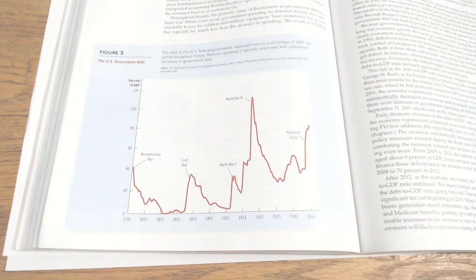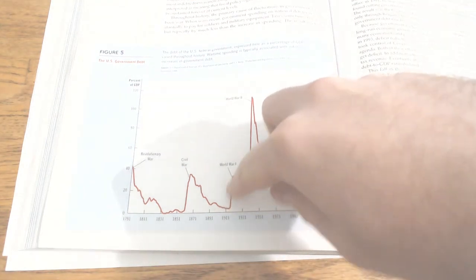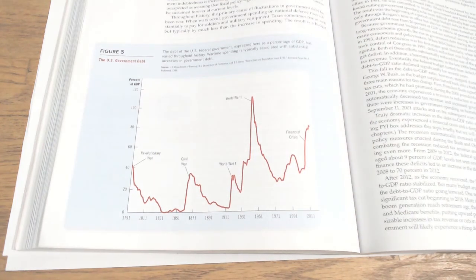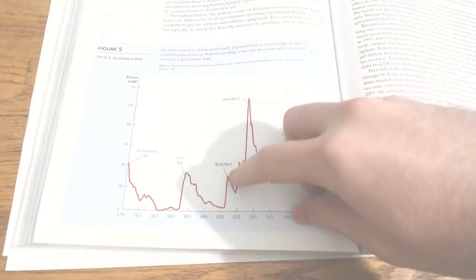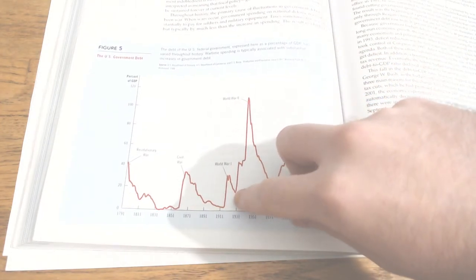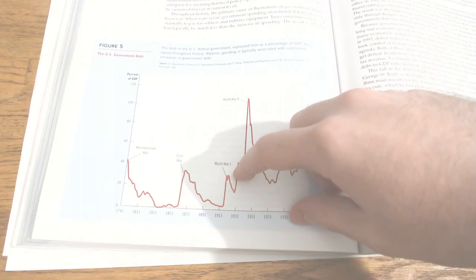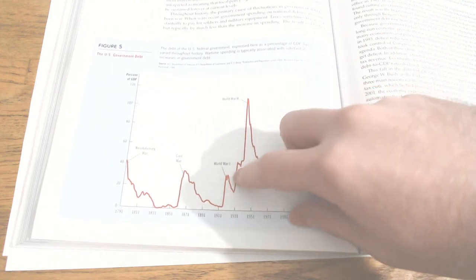Around 1914, the war starts, and 1917 is when America gets involved in the war, and our debt increases drastically again. And then we start paying it back, and then all of a sudden around 1930, it shoots up quite a bit.